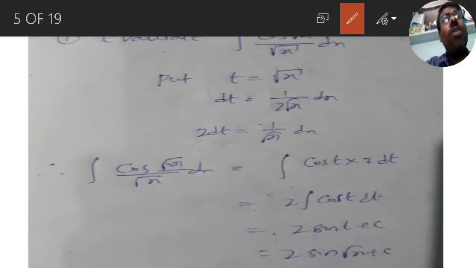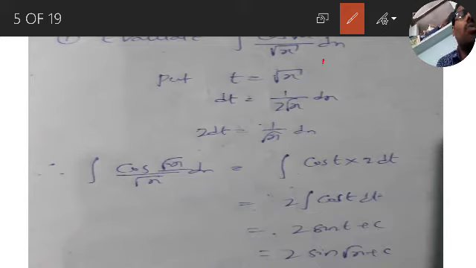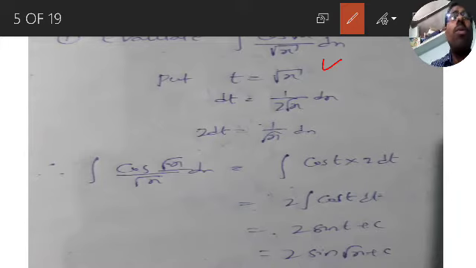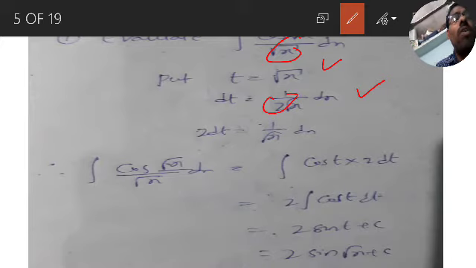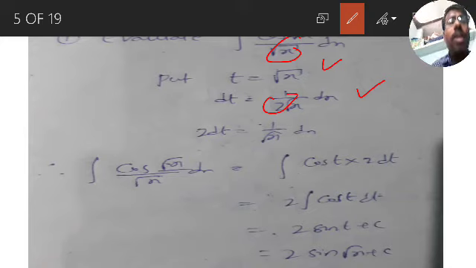So, cos of square root of x by square root of x. Substitution: t is equal to square root of x. The derivative of root x is 1 by 2 root x. Therefore, dt is equal to 1 by 2 root x dx. But in the problem, the denominator has only root x. So I am taking this 2 to the other side. What do we get? 2 dt is equal to 1 by square root of x into dx.